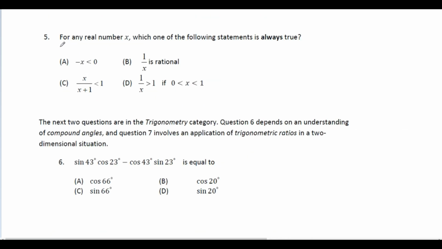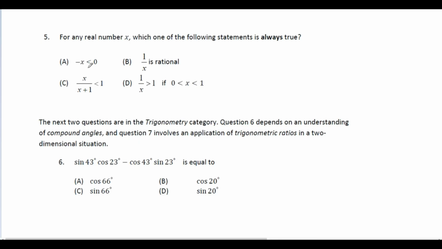Okay, next one. So they say, for any real number x, which one of the following statements is always true? So we have minus x is less than 0, 1 over x is rational, x divided by x plus 1 is less than 1, or 1 over x is always greater than x if x is between 0 and 1. Okay, so let's go through them one by one.